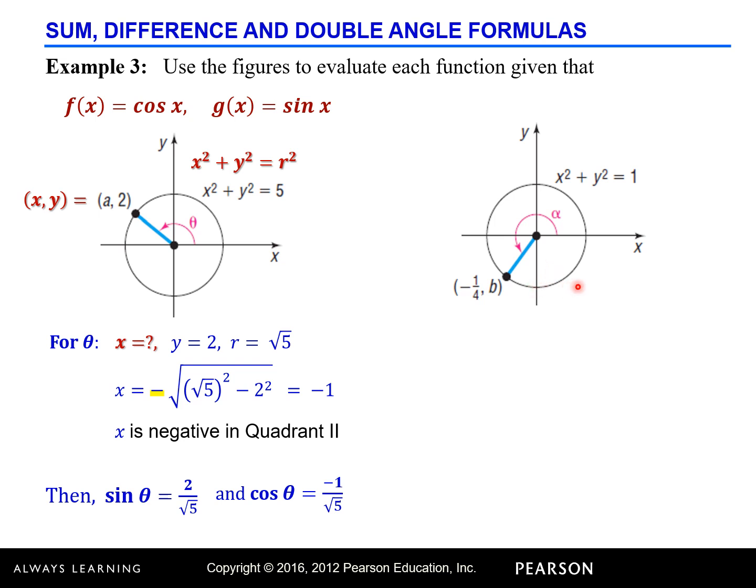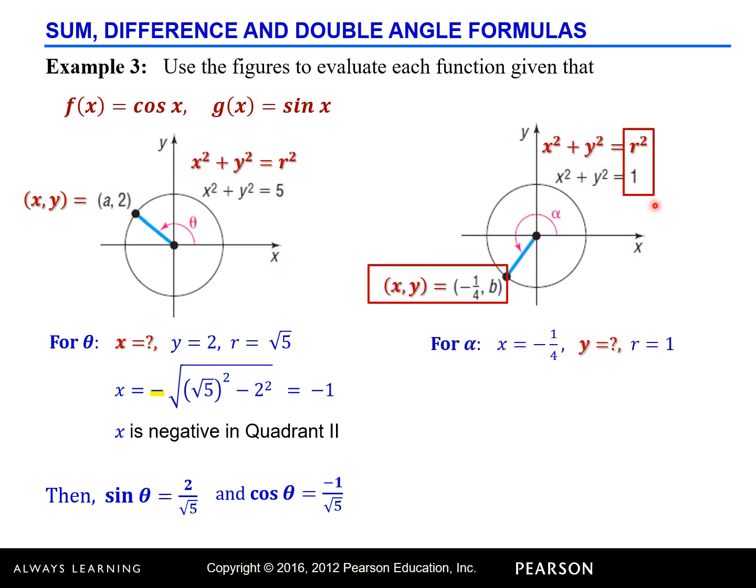So in alpha, we have a point xy, which is negative 1 fourth comma b. So y is unknown. And the equation of the circle is x squared plus y squared equal to r squared, meaning r squared is equal to 1. So r is 1. So for alpha, we have the given value of x, which is negative 1 over 4. And y is unknown because y is b here. And the r value, because r squared is equal to 1, then r is equal to 1.